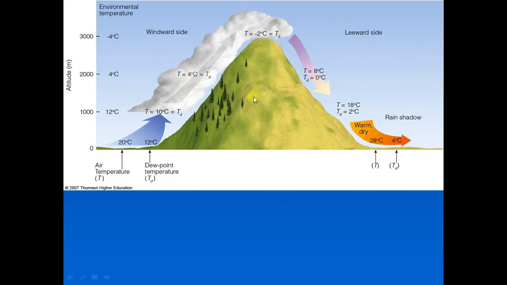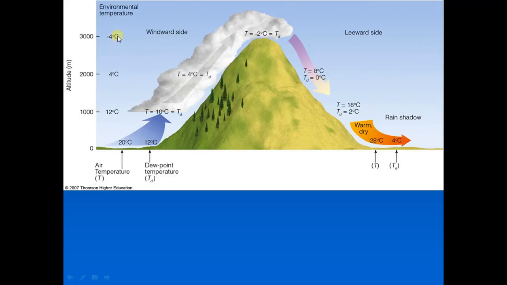Here's a mountain 3,000 meters high. So it's about 10,000 feet high, okay? And you have an air temperature of 20 degrees Celsius at the ground, so that's 68 Fahrenheit, and a dew point temperature of 12 degrees Celsius, okay? Now, we said how the dew point temperature doesn't change much with height. It does decrease about 2 degrees Celsius per 1,000 meters increase in height because of decreasing pressure, okay?